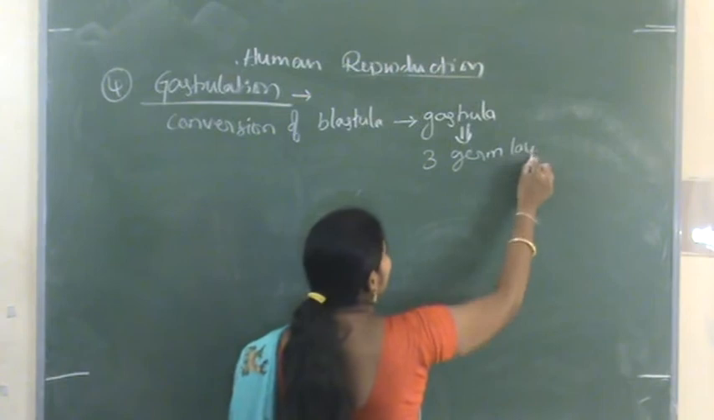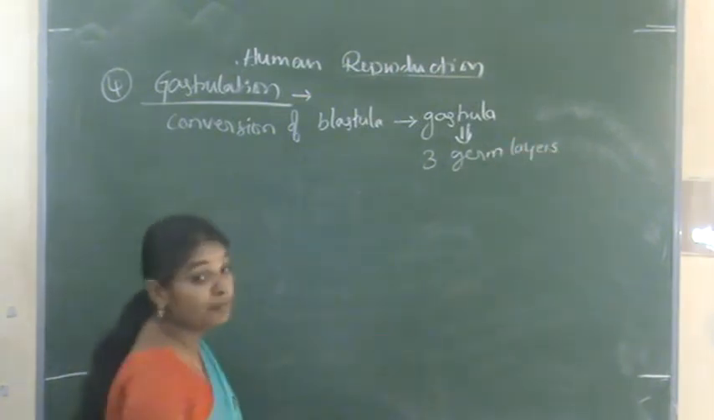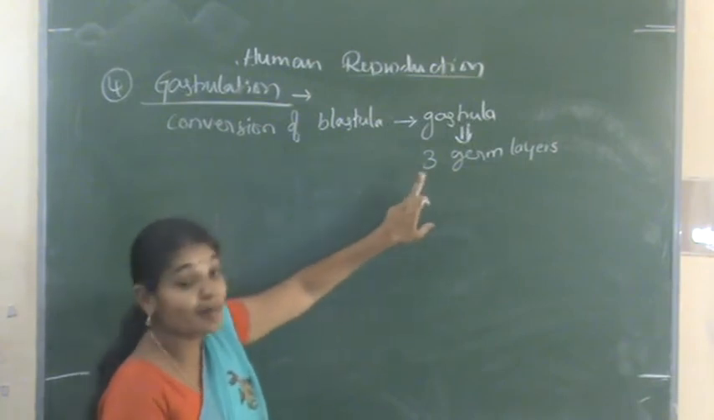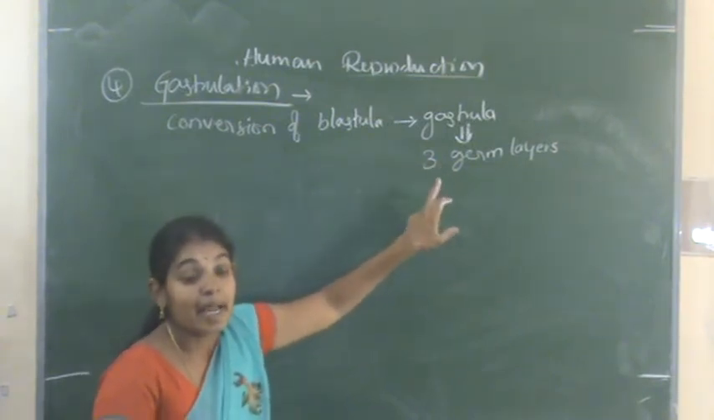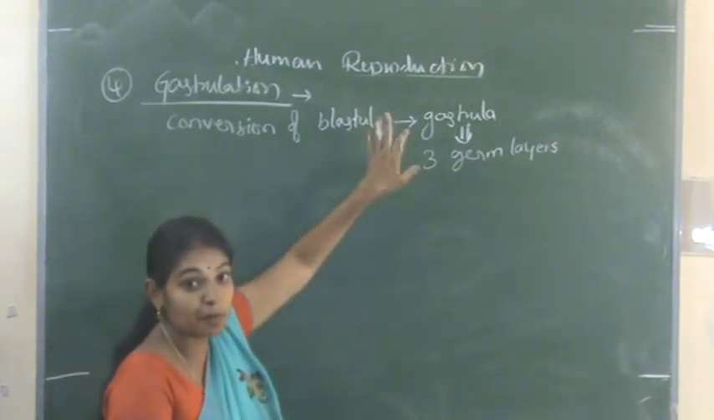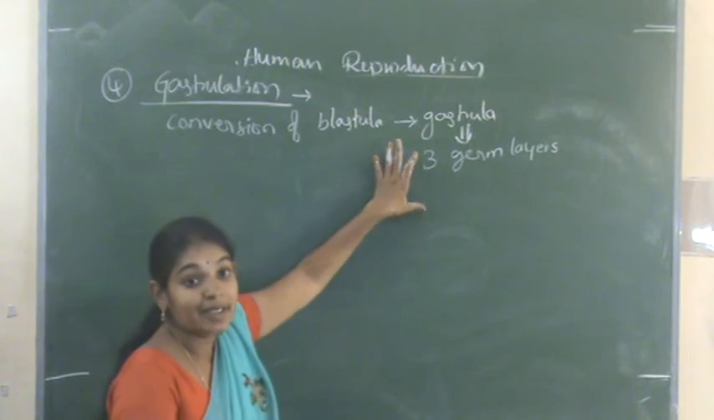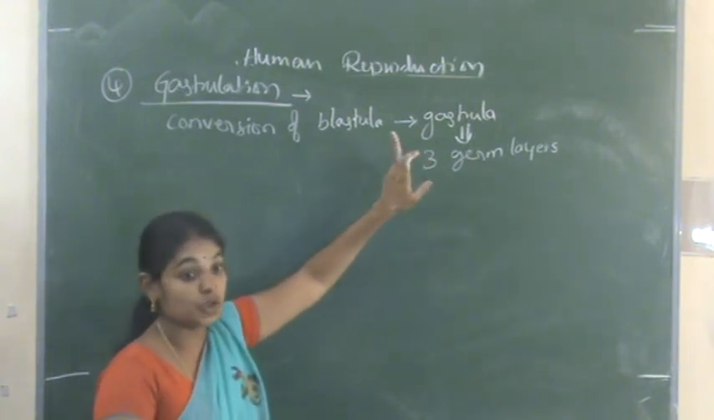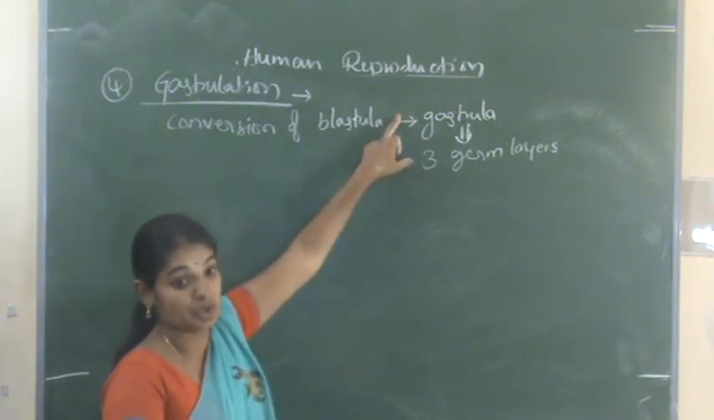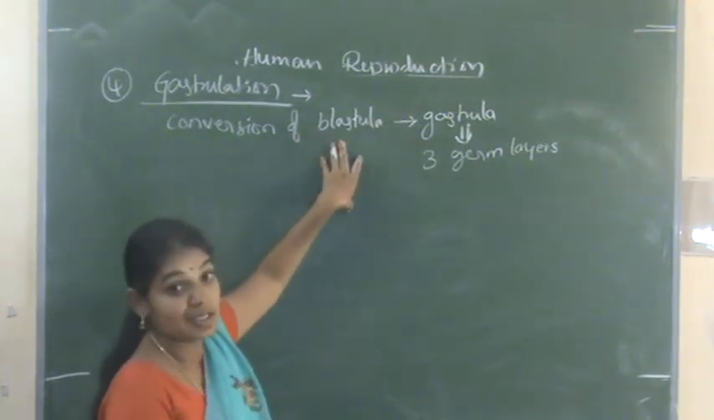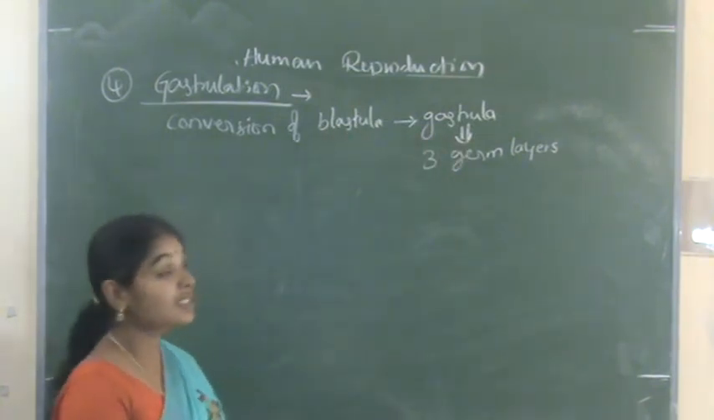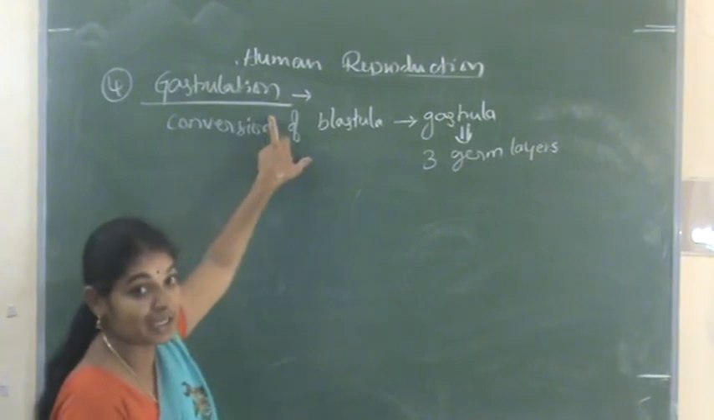So from this the 3 germ layers are formed, and we have to remember one thing: these 3 germ layers are formed from the embryo proper only. So now you just forget about the trophoblast layer, only the embryo proper gives rise to these 3 germ layers, which is known as the gastrula. And this entire process, how this blastula is converted into gastrula, is known as gastrulation.